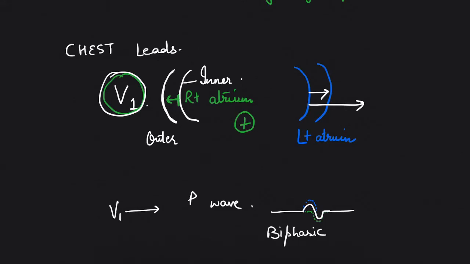So this biphasic P wave in V1 chest lead is absolutely normal in V1 chest lead. Okay, so it is biphasic. Now we have seen this. Okay, now moving on to the depolarization of the ventricles.